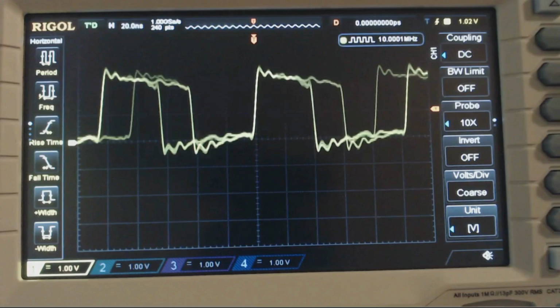Let me run you through a couple of examples. As the scope counter is limited, I hooked up another frequency counter as well.